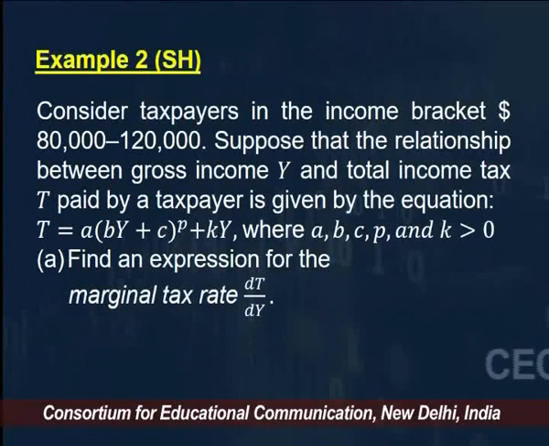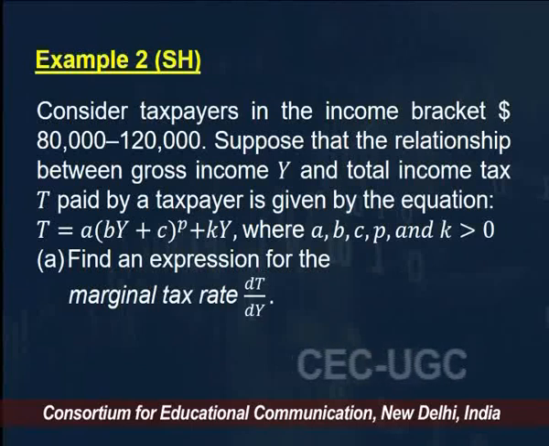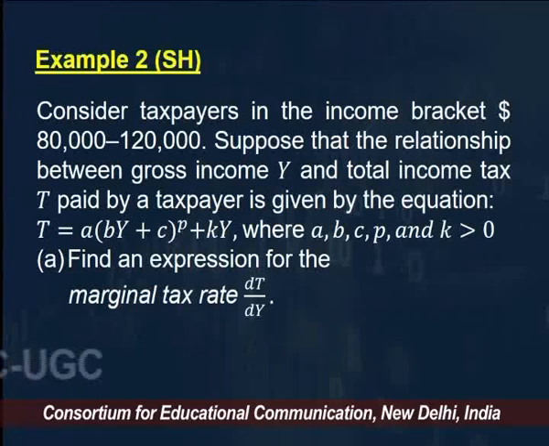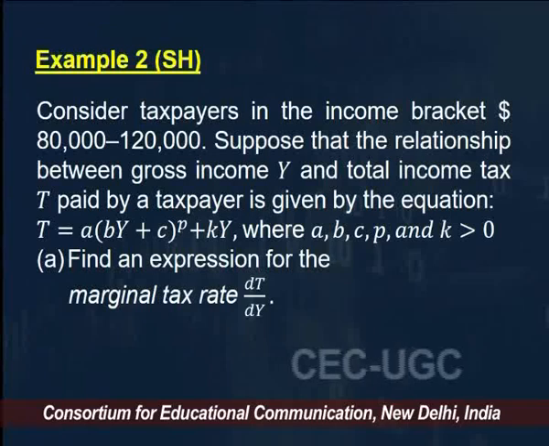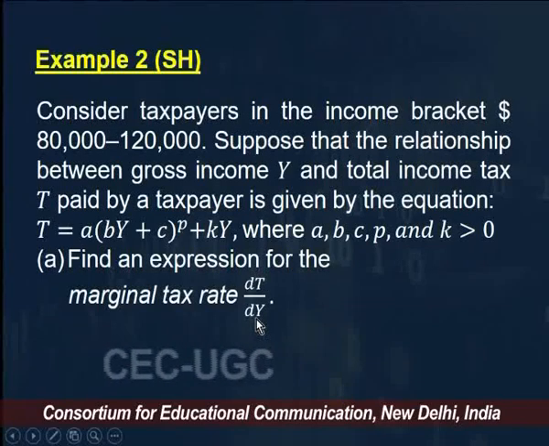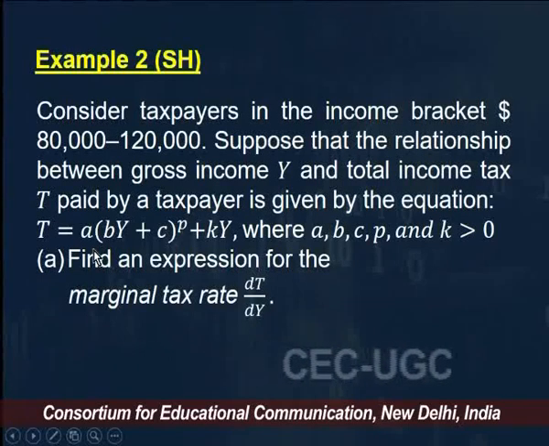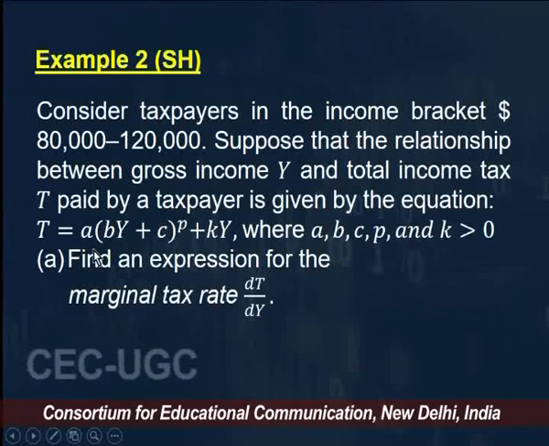Now, dT by dY is the marginal tax rate. Let us first think a little bit about what this expression means. This is what we are calling the marginal tax rate, which is to say it tells us how much additional tax the taxpayer will have to pay for every additional dollar earned. So when income increases, what is the additional tax that the taxpayer will have to pay? And that then represents the marginal tax rate.